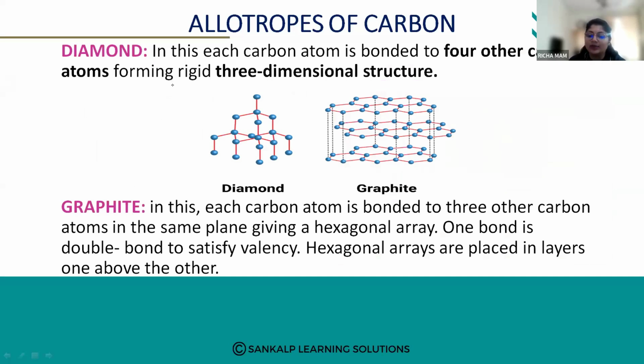The first one is the diamond. Here you can see the diamond. Each blue dot that you can see is a carbon atom. Each carbon atom is bonded to four other carbon atoms. If I consider this one carbon atom, it is bonded to four other carbon atoms.